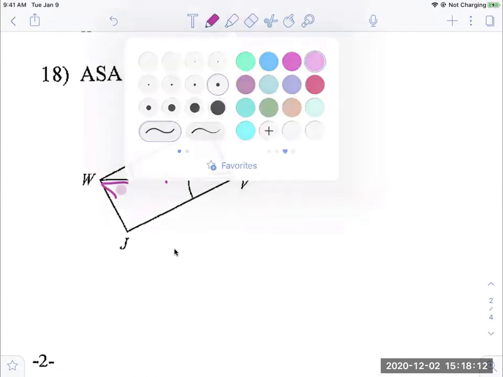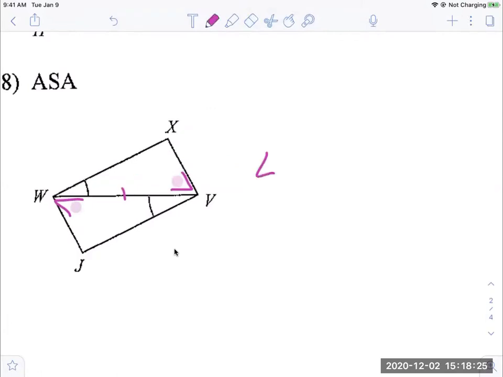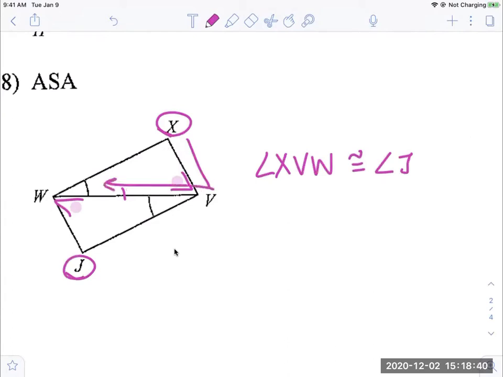Let's make sure we name them correctly. Angle XVW is congruent to angle, okay, X goes with J because they're the ones that are not marked. I went from X to V to W. So I'm going to follow the same order here. J to the one that's marked as W, and then to V.